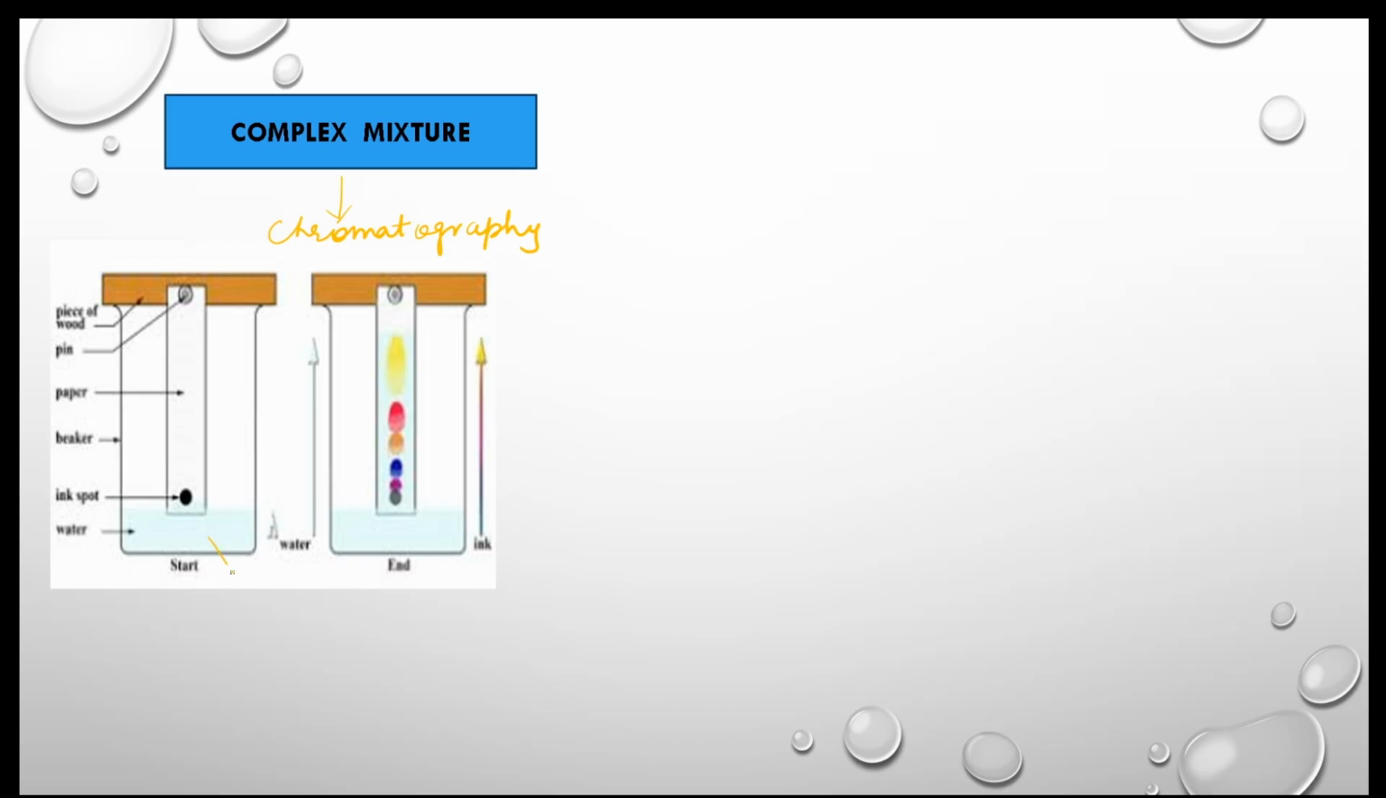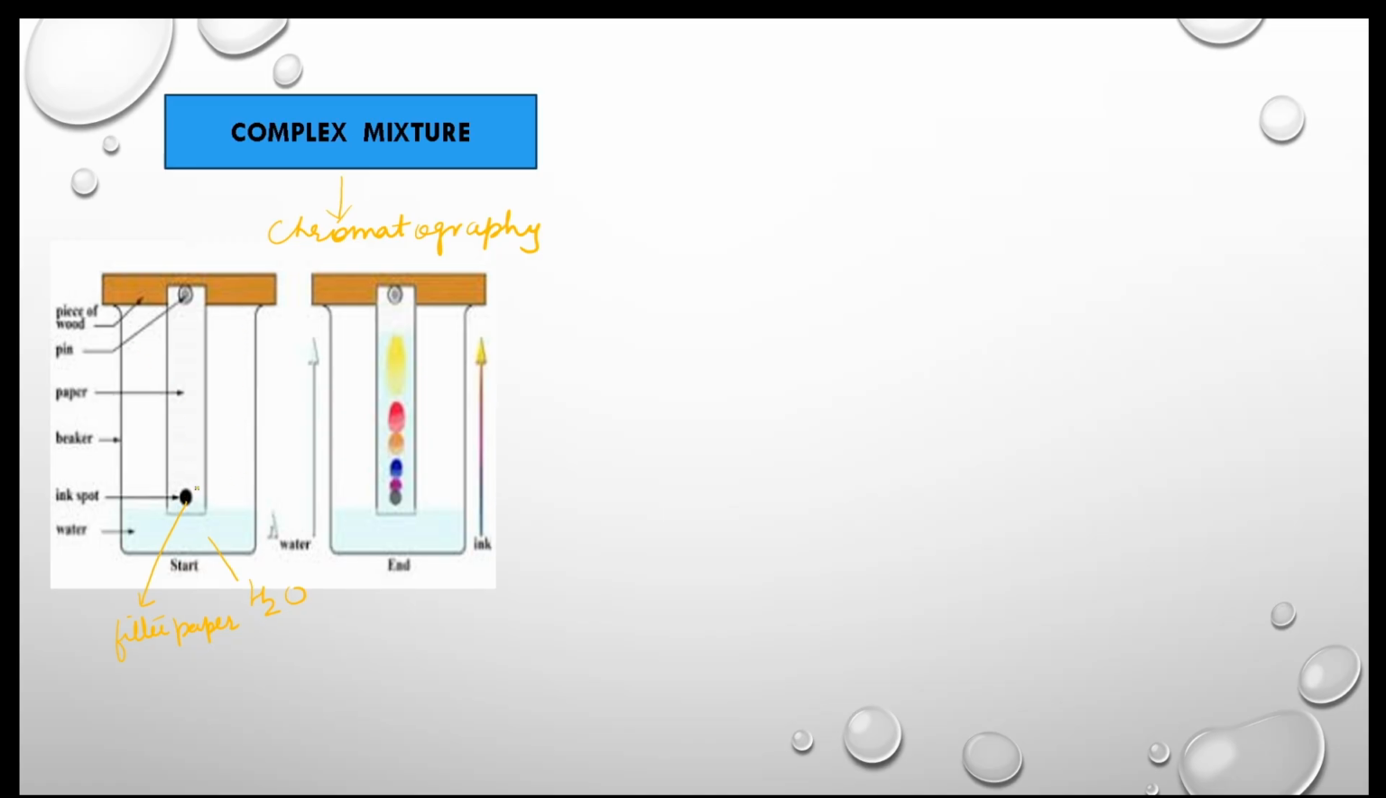So here you can see we have taken solvent as water, and we have taken an ink drop, and this ink drop we have placed on the filter paper. Okay, this ink drop has been placed on filter paper. Now ink is a dye, and this dye is made up of different solid constituents. So how will we be able to separate the different solid constituents of an ink?